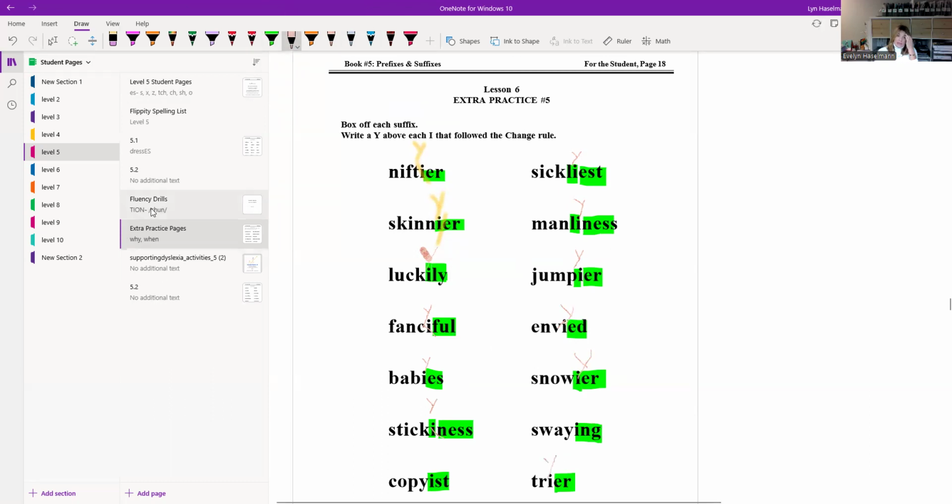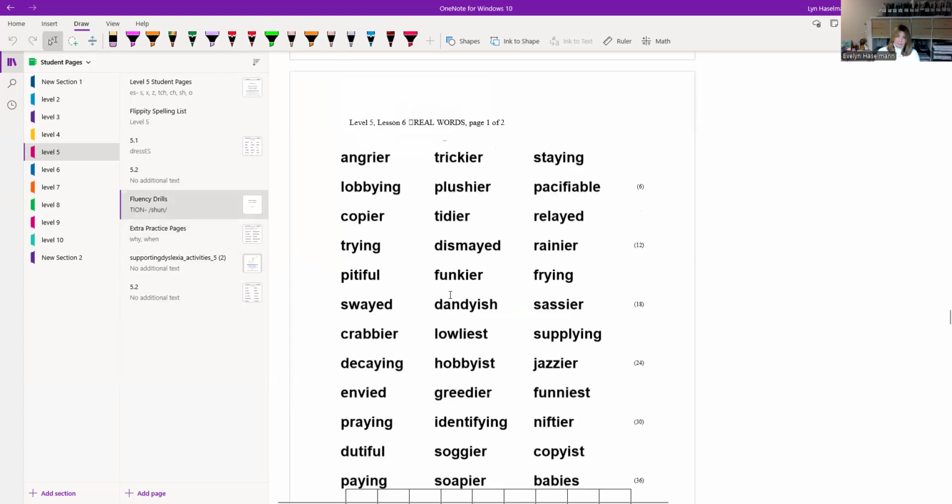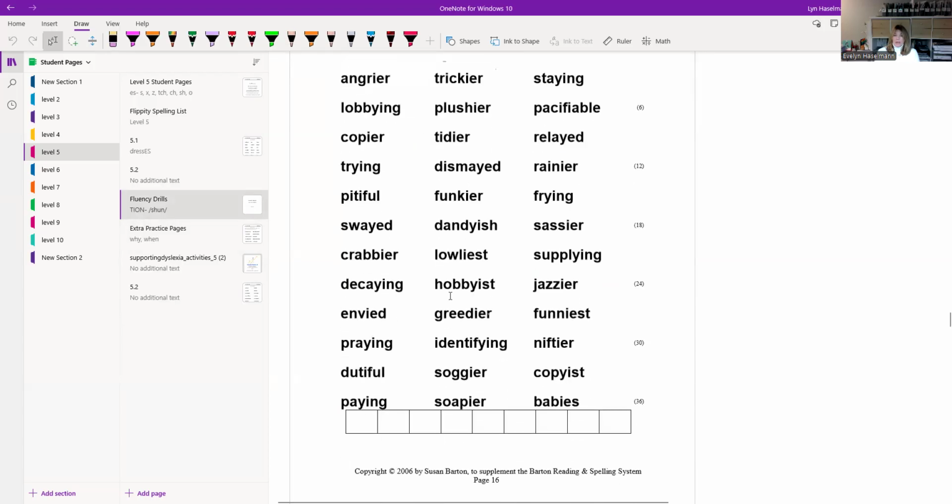Okay, now let's look at the fluency drills. On page 102, again, if your student starts reading a word like this as funker, I would make them box off or take off the suffix and remind them that the Y changed to an I, that was a suffix. So we've got funk to funky to funkier. And I would have them continue to do that. Here's another word, box this off, take it off.